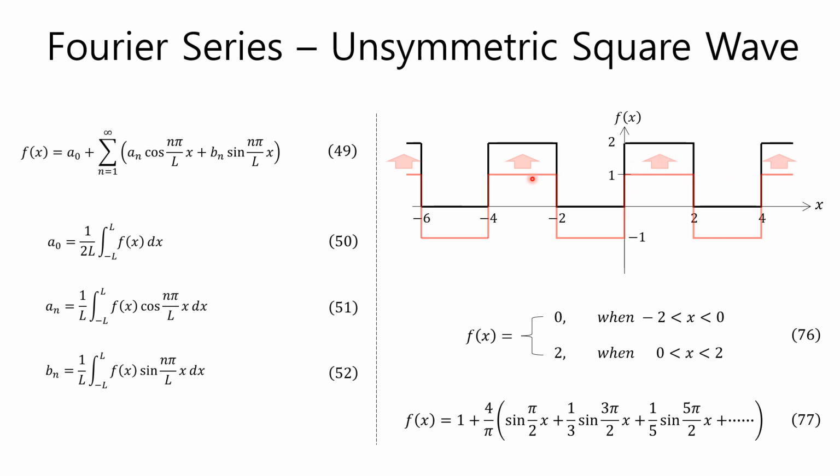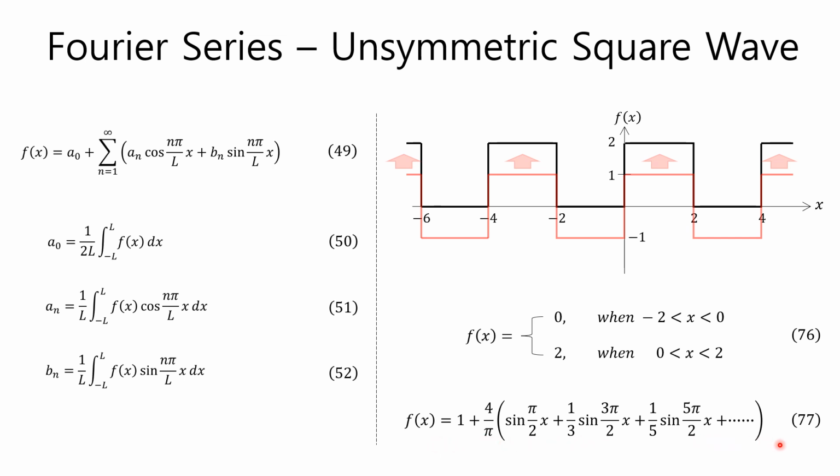Also, from the figure, we can see that the period of the square wave is 4, and intuitively the average value is 1. The red square waveform is an odd function, and when it is expressed as a Fourier series, all cosine series, which are even functions, disappear, and only the sine series, which is an odd function, remains. Since the black graph is the red graph plus 1, the Fourier series for the black square waveform can be expressed as a sine series with the average value 1, as shown in equation 77.